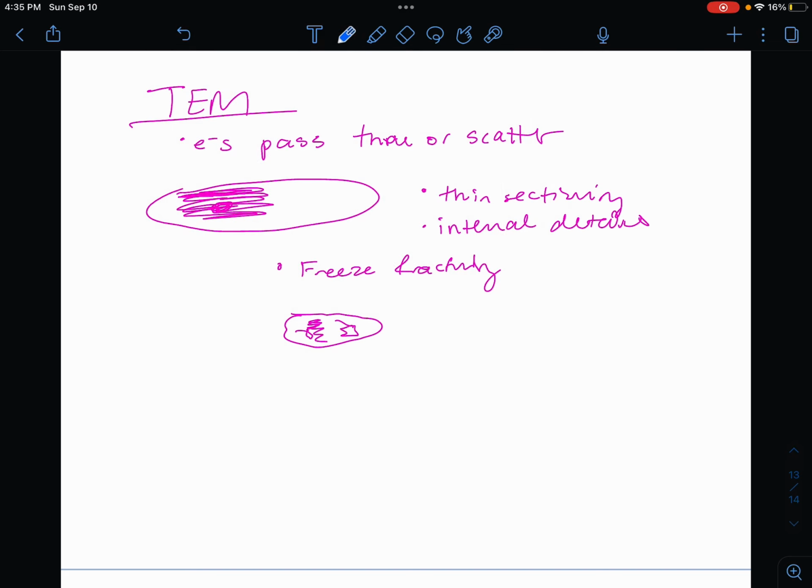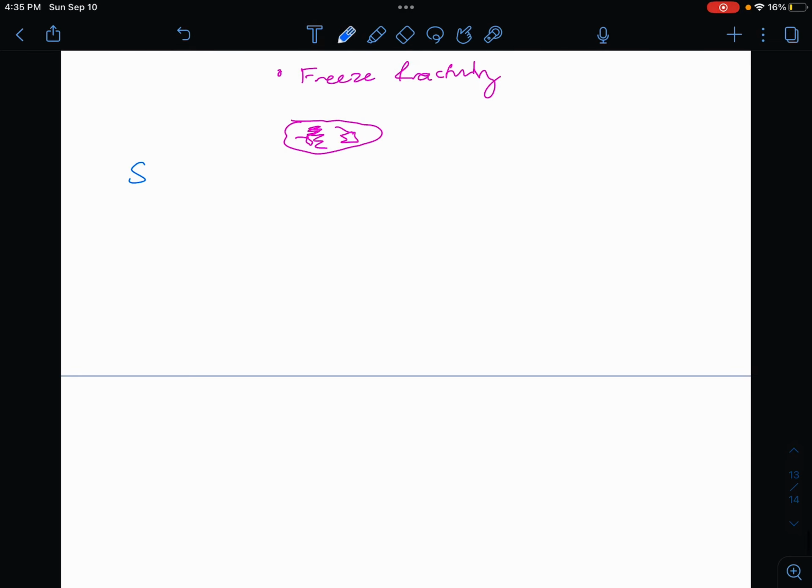Alright, the next type we have is the scanning electron microscope. So this is supposed to be used for surface details. And this is where our complex preparation comes in. First you're going to take a surface and coat it in metal. So let's say we have our sample there. We're coating it with a thin film of metal.